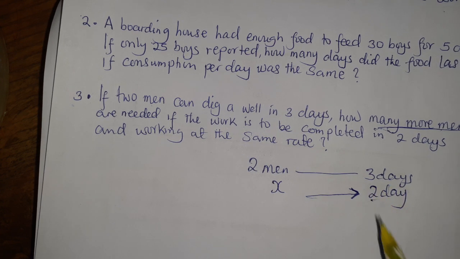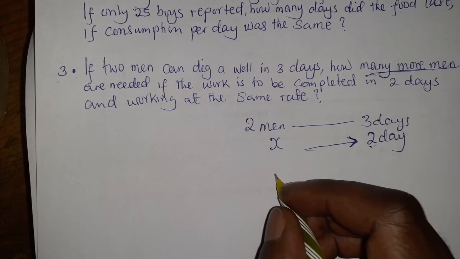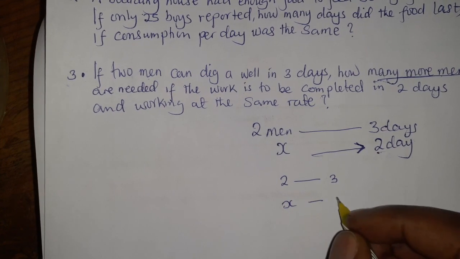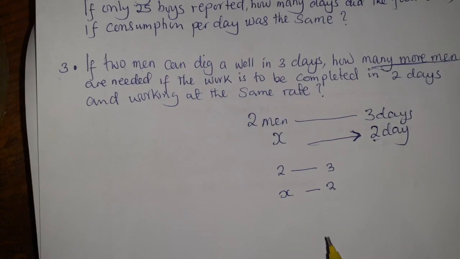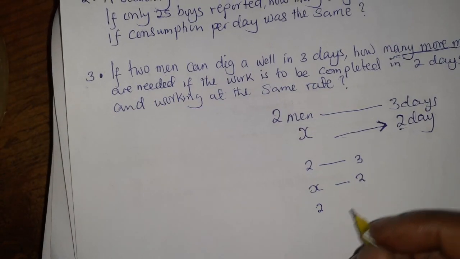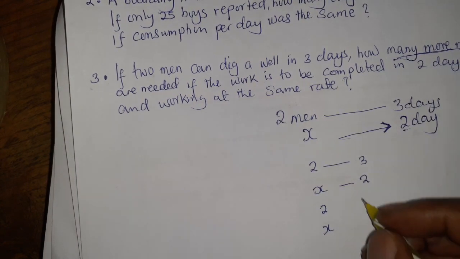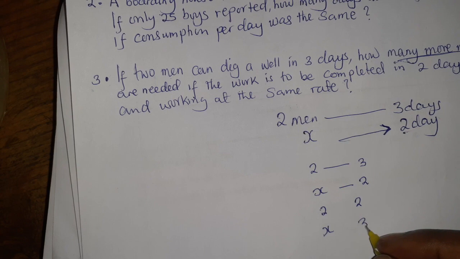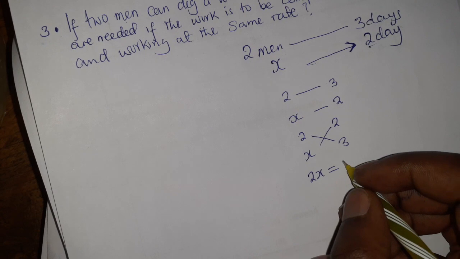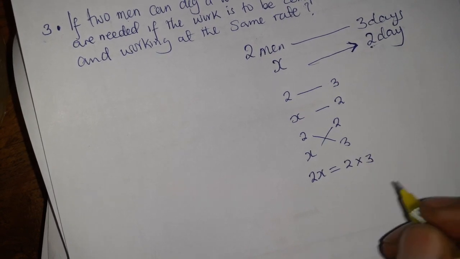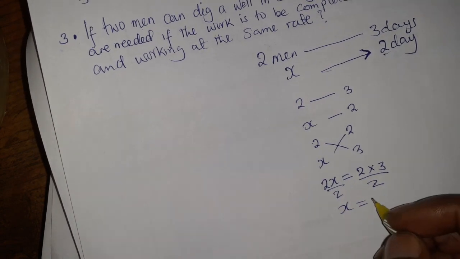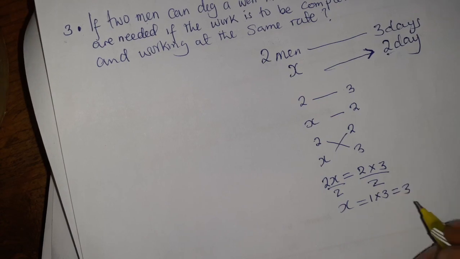All right? So I told you that after you've done this, you have 2, then 3, x, then 2. And I said the next step must be what? You say 2, this side you have x. Then these must swap now. You have 2 and 3. At this point, we cross multiply. So we're going to have 2x equals 2 multiplied by 3. So you divide by 2, you divide by 2. So x equals 1 multiplied by 3, you get 3.